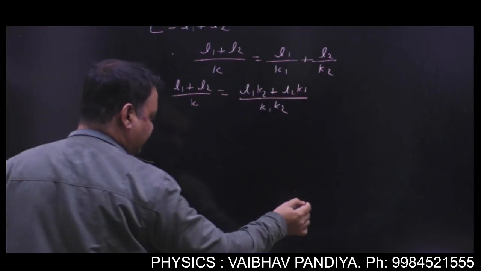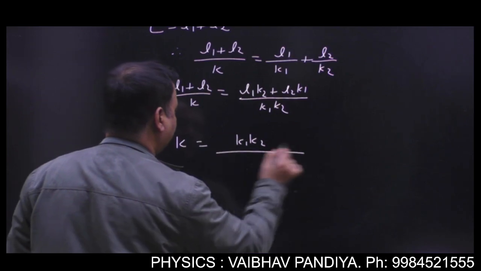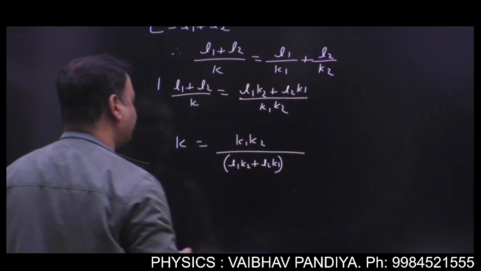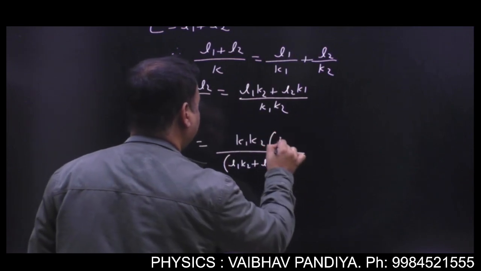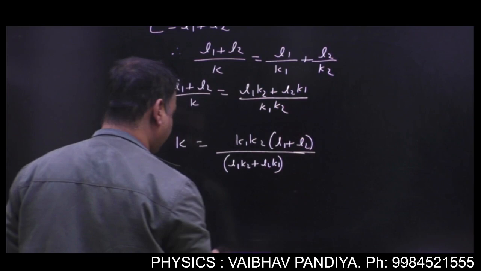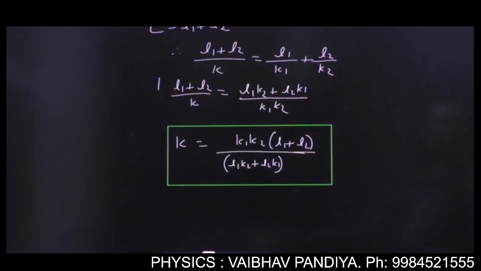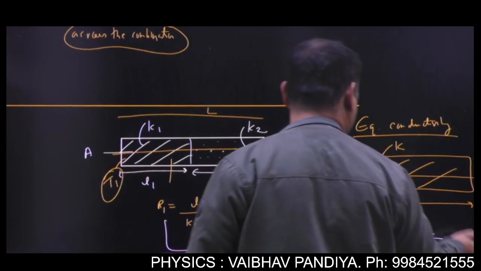So your equivalent conductivity will come to be K1 K2 divided by (L1 K2 plus L2 K1), multiplied by (L1 plus L2). So this will be your answer. This will be your equivalent conductivity. Got it? K will be K1 K2 (L1 plus L2) divided by (L1 K2 plus L2 K1). So this is how you find the equivalent conductivity when two slabs are connected in series.